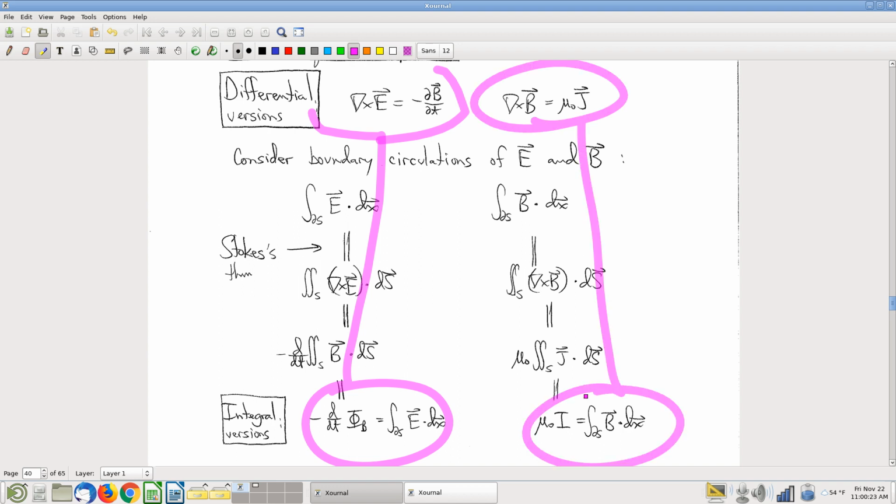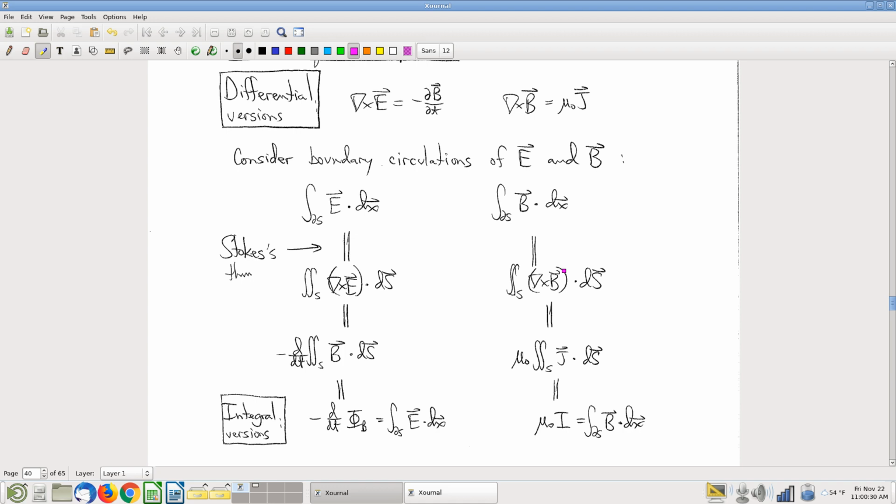Some people like to order them differently. This, I think, makes sense. Okay. All right. So I think it's good to see that. Again, Stokes' theorem is the thing that makes the key connection here. That's what makes it all possible. Okay. All right.